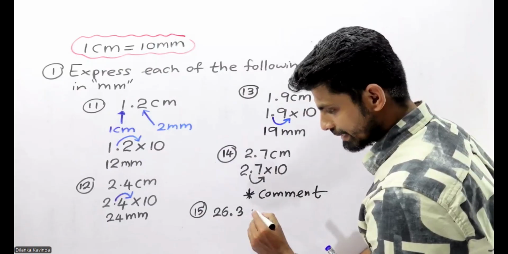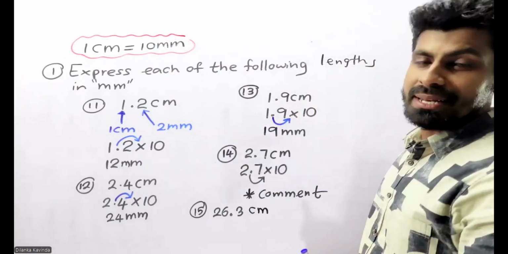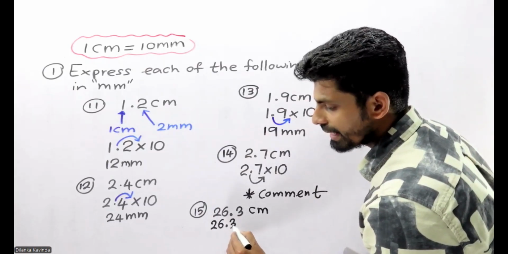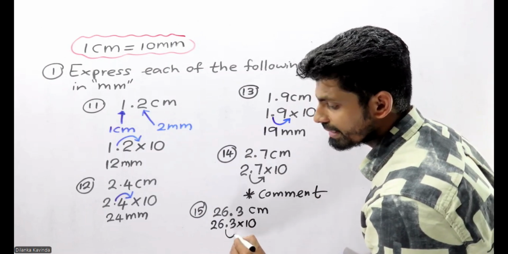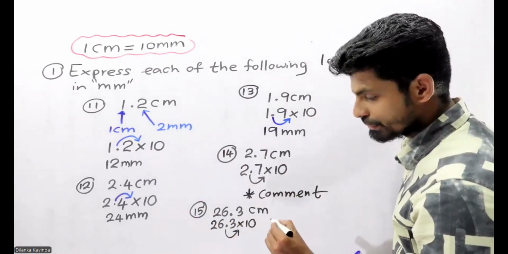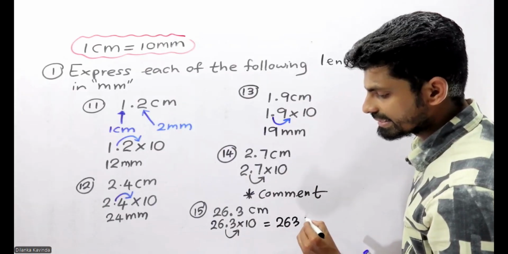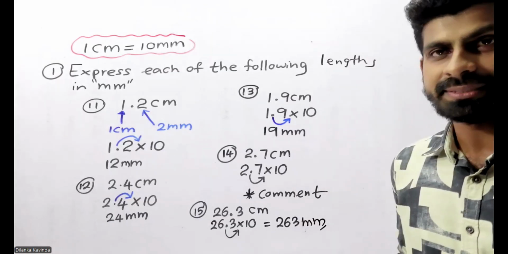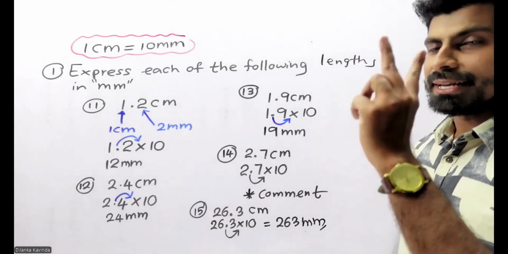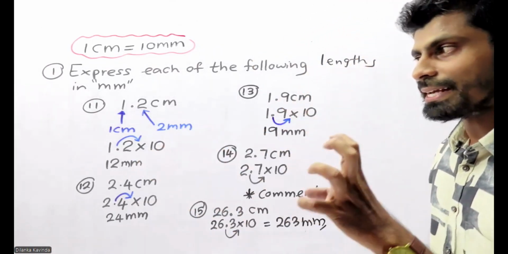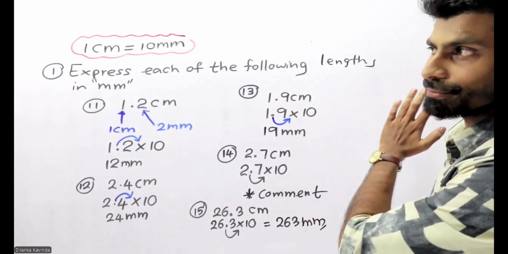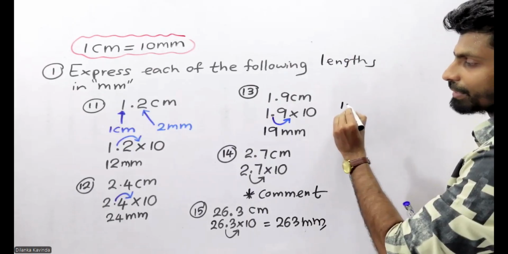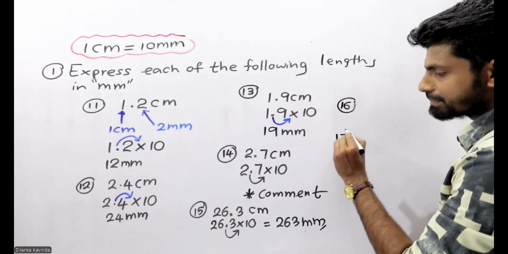26.3 centimeters. We need to convert to millimeters. How can we convert to millimeters? 26.3 multiplied by 10. One decimal place moving to the right. So that means 263 millimeters. Easy. Then I will give you two questions. Please try to complete this one by yourself. Quickly note it down. Another 7 questions are there. Hurry up. Question number 16 and question number 17.